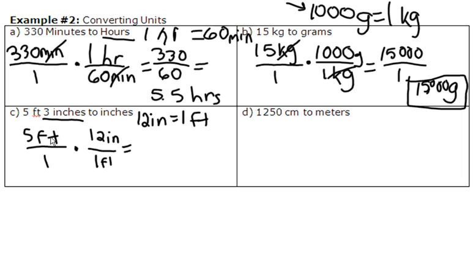Now I'm just multiplying across. 5 times 12 is 60. 1 times 1 is 1. 60 divided by 1 is 60. And again, if I look, the feet cancel out because there's 1 on the top, 1 on the bottom, and I'm left with inches, so I have my units.